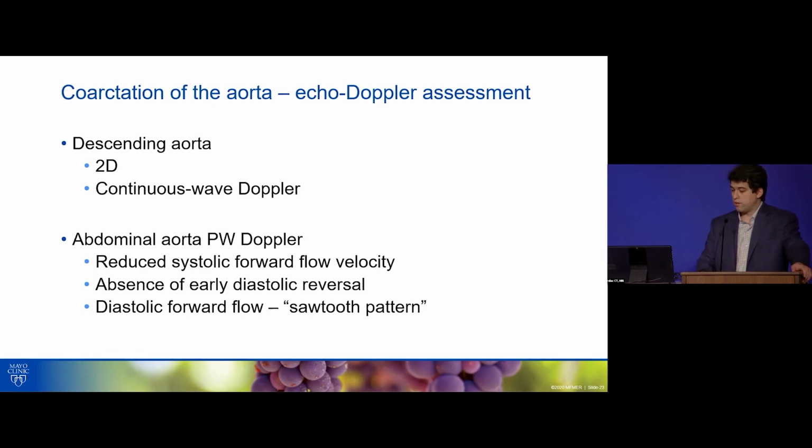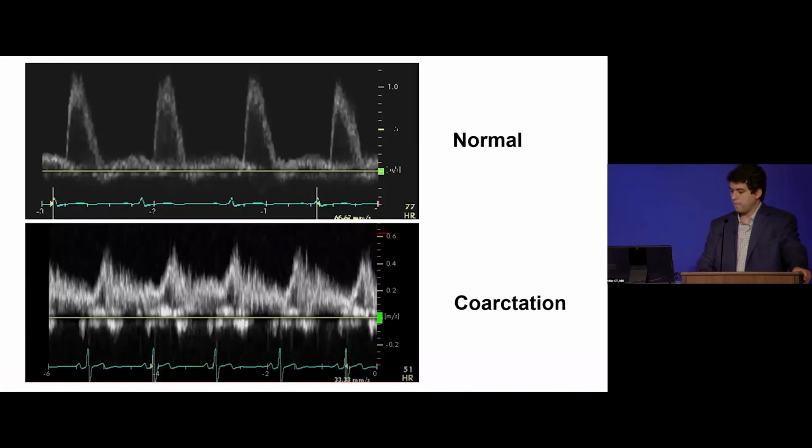But it's also critical that we interrogate the abdominal aorta by PW, and here's what you expect to find in severe coarctation. There's reduced systolic forward flow velocity. There's absence of the diastolic reversal that happens in early diastole. And when you combine the two, you have the typical sawtooth pattern with this diastolic runoff. And this is what we're talking about.